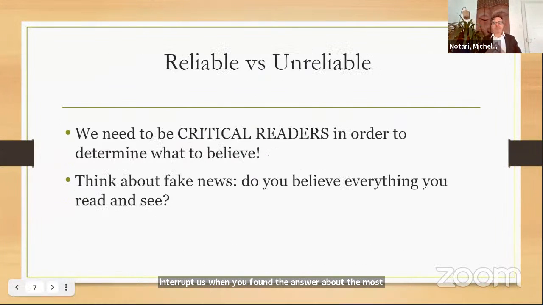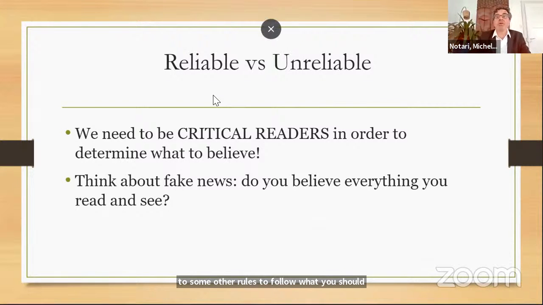I will continue. What is important is that we need a sort of common sense about being sensitive and being critical readers. And then determine, related to our experience and related to some other rules to follow, what you should believe and what you rather not believe.